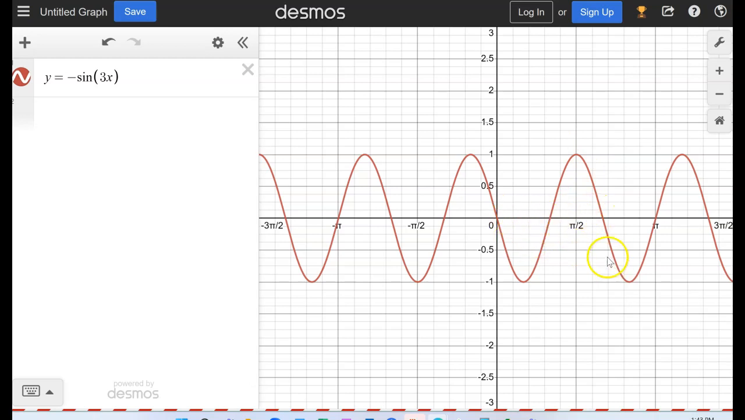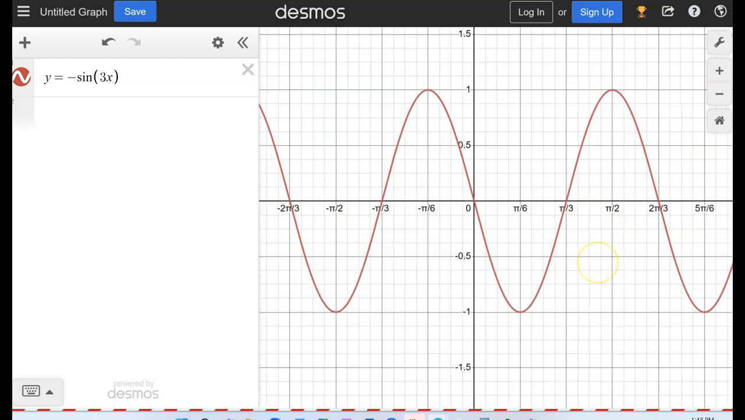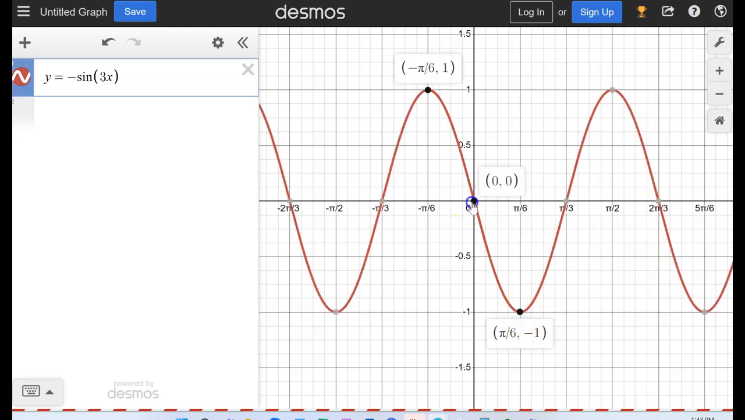It doesn't show every pi over 6 because that's just too small. If you zoomed in, it would. But it will label in fractions of pi for you so that you can check yourself, and then you can just click right on to make sure your maximums are right, your minimums, and your equilibrium. So we need to be able to do this without always using Desmos, but it's a great way to check yourself.